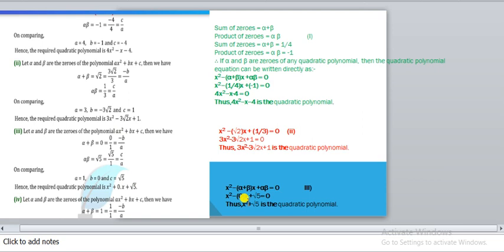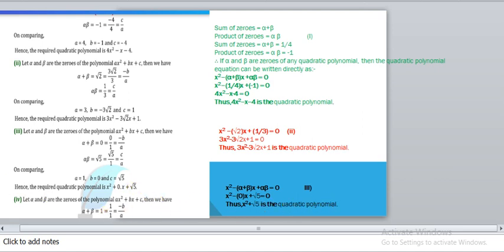Or you can put directly x square minus alpha plus beta. The sum of zeros given here is 0, and the product of zeros given to you is root 5. So again we put this directly in the equation. So we'll get x square, this term cancels, x square plus root 5. This is the required quadratic equation. So in both the cases we will get the same.